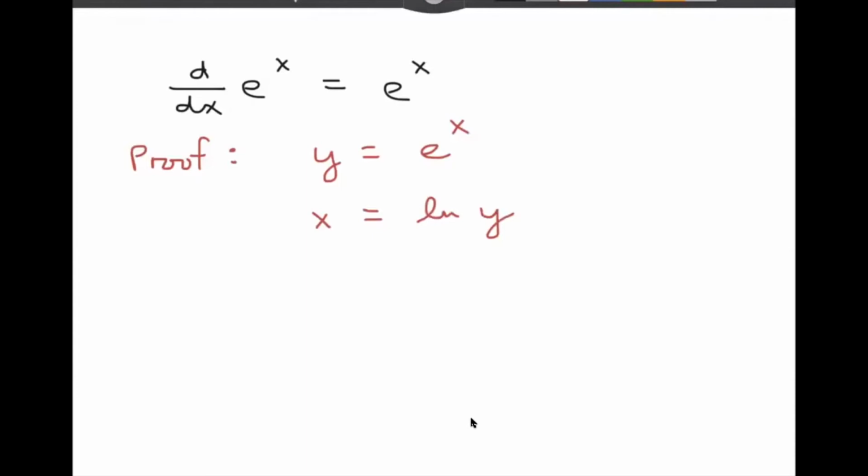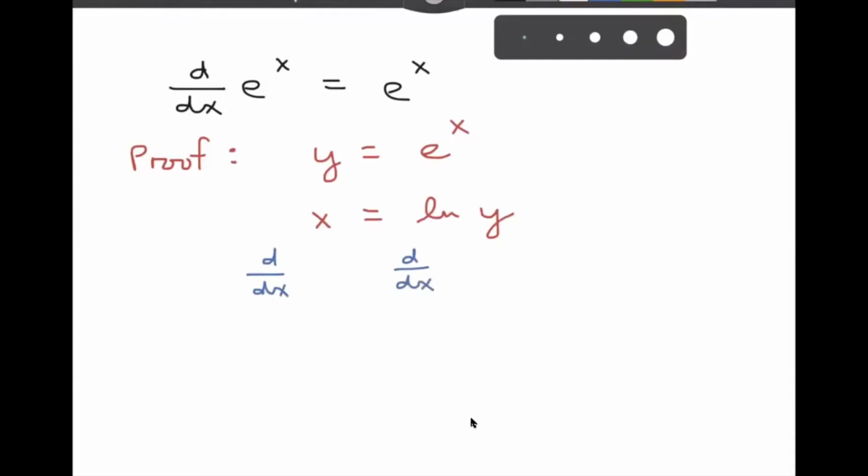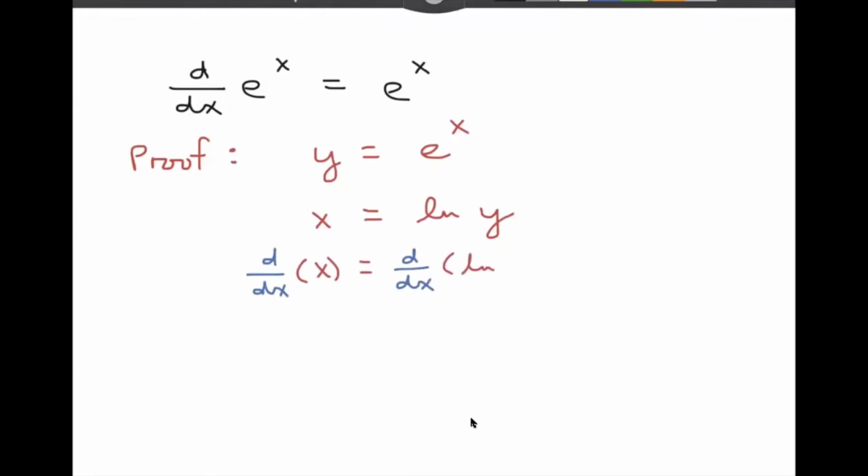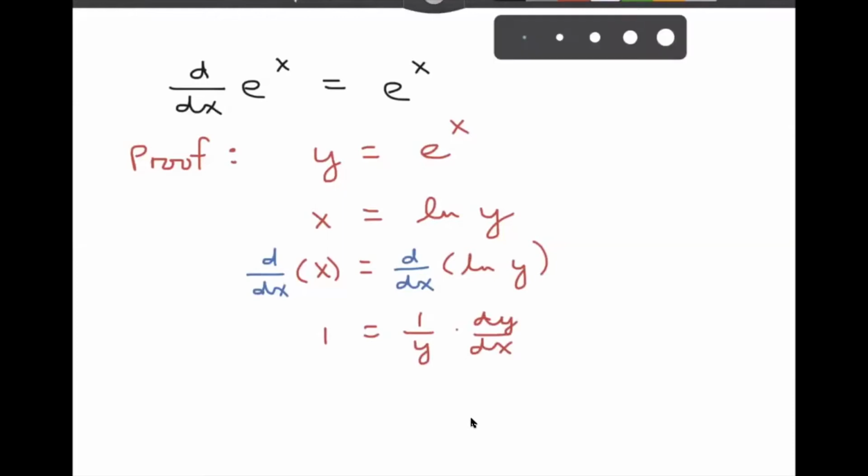And now I'm going to take that second equation and differentiate it implicitly. I'm going to take the derivative with respect to x of both sides. On the one side, that's going to give me 1. The derivative of x with respect to x is just 1. And as we learned in the last section, the derivative with respect to x of natural log y is 1 over y times dy dx. All right, so let's solve this equation for dy dx. We'll multiply both sides by y.